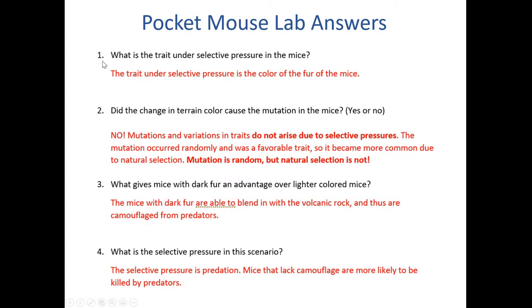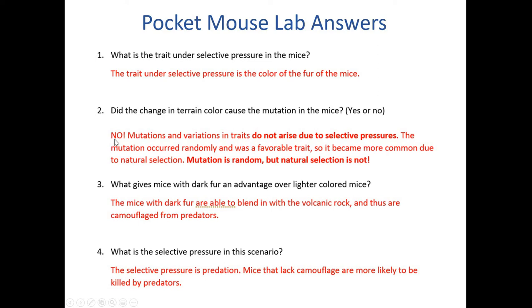So first of all, let's go over the Pocket Mouse Lab answers. Question 1, what was the trait under selective pressure in these mice? I'm sure you all remember that the trait under selective pressure in this case was the color of the fur of the mice. Question 2. This one was a little tricky, but it's something you need to remember, and it covers a common misconception about evolution. The question is, did the change in terrain color cause the mutation in the mice? So we're talking about something that's causative of a mutation.